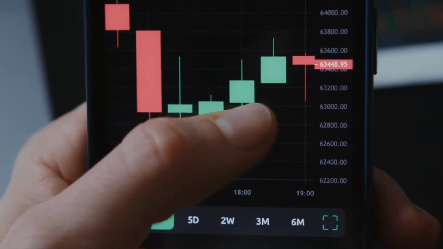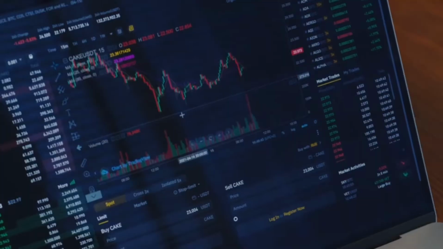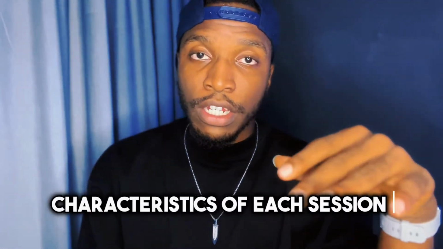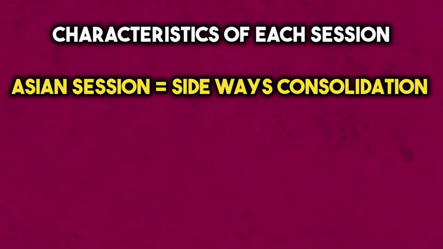I see a lot of people trading the Asian session, which is the worst time to trade, the absolutely worst time to trade, because the market doesn't usually move during that session. The reason why they make this mistake is because they don't understand the characteristics of each session. Now, the characteristics of the Asian session is sideways movements and consolidation. The market doesn't move during that time.